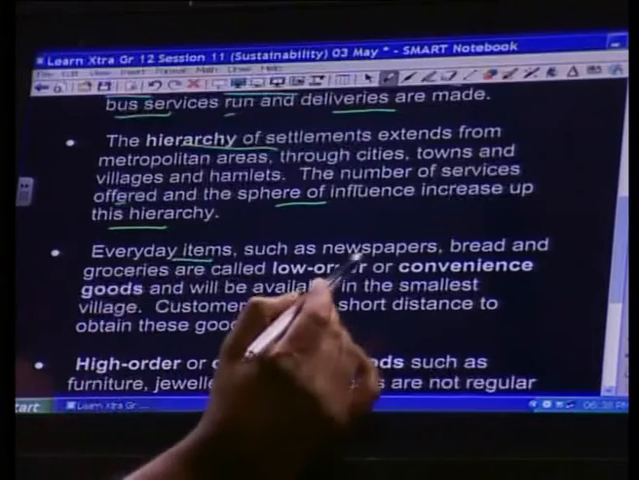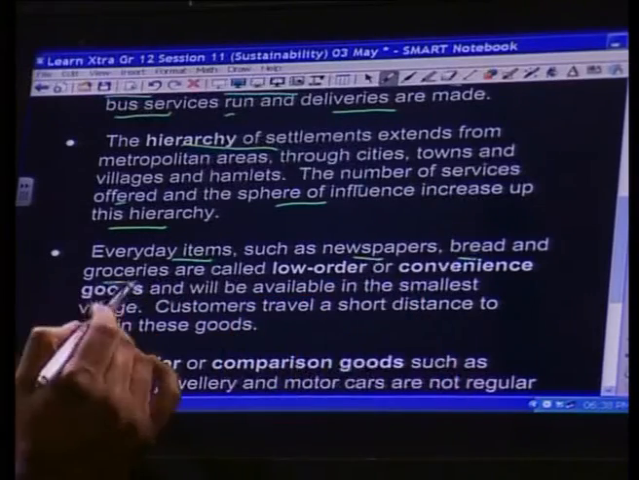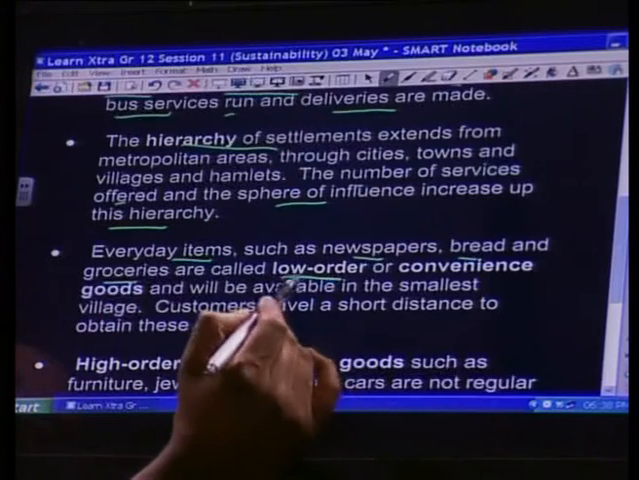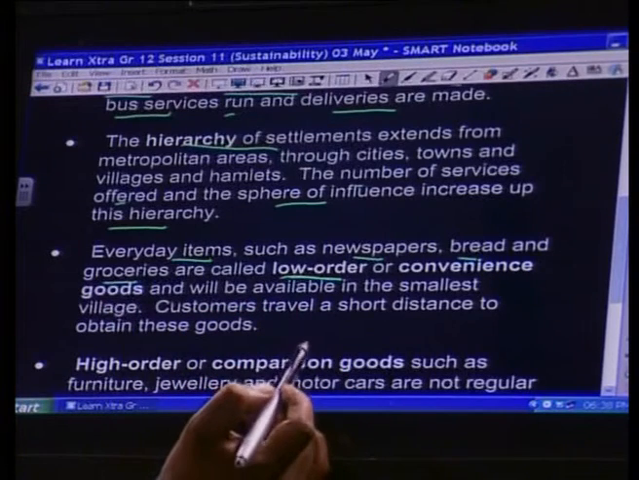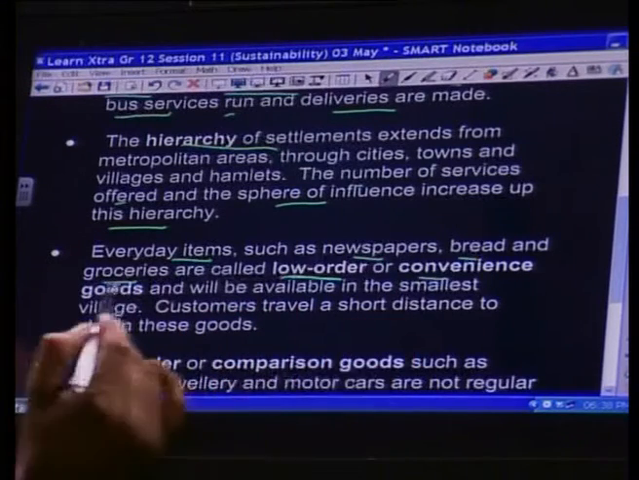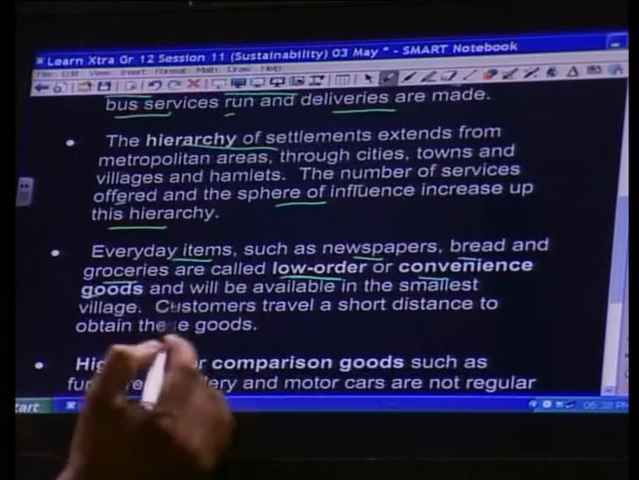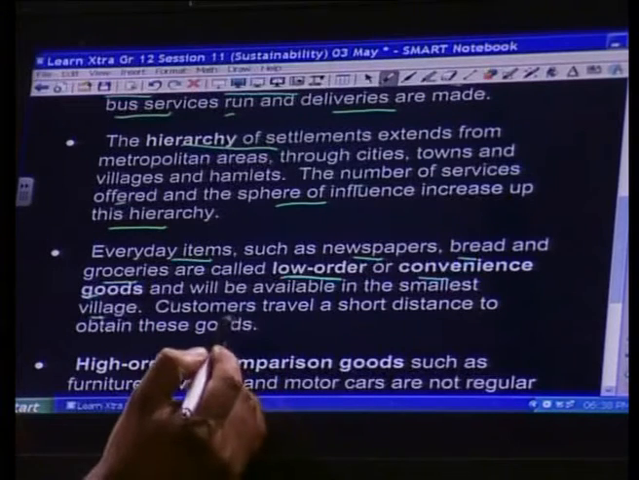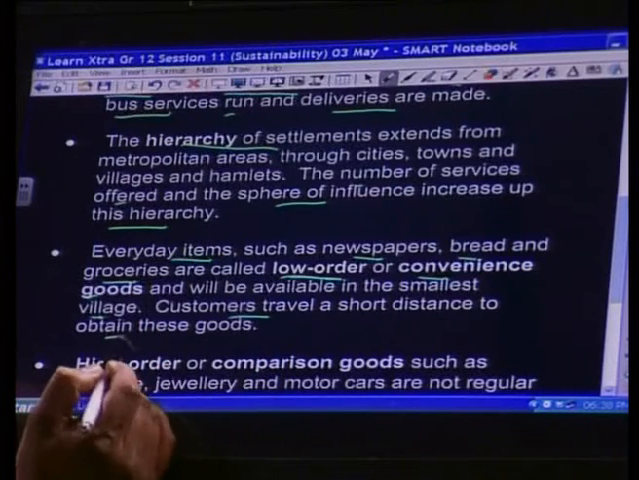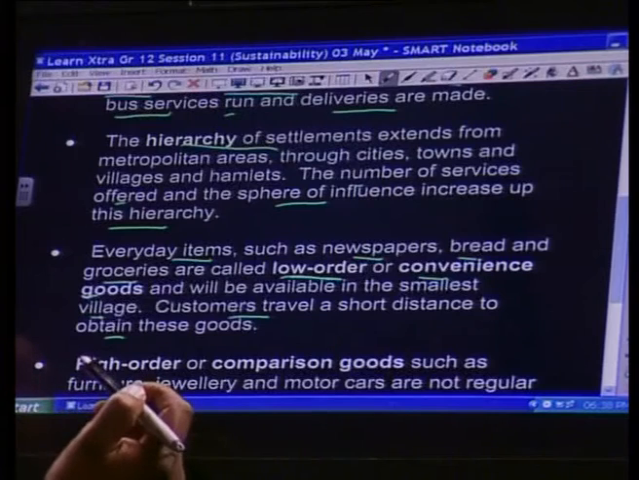Everyday items such as newspapers, bread, and groceries are called low-order services, which we've previously referred to, or convenience goods, and will be available in the smallest village. Customers travel a short distance to obtain these goods. Simply put, you wouldn't take your car to buy bread from a shop around the corner because it's a low-order service. However, you will travel a greater distance for a high-order service.